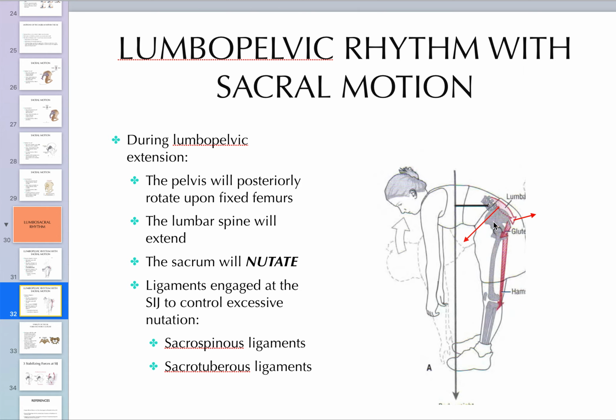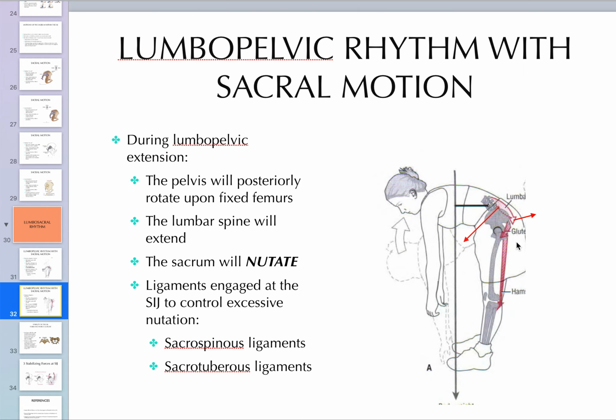So what happens? If we're thinking about the innominate moving posteriorly, we know that the sacrum will go in the opposite direction. So the sacrum will actually nutate. If the innominates are going in that direction, the sacrum, indicated by the red arrows right here, will be going into nutation motion, meaning that the base of the sacrum will be moving anteriorly and the apex of the sacrum will be moving posteriorly.